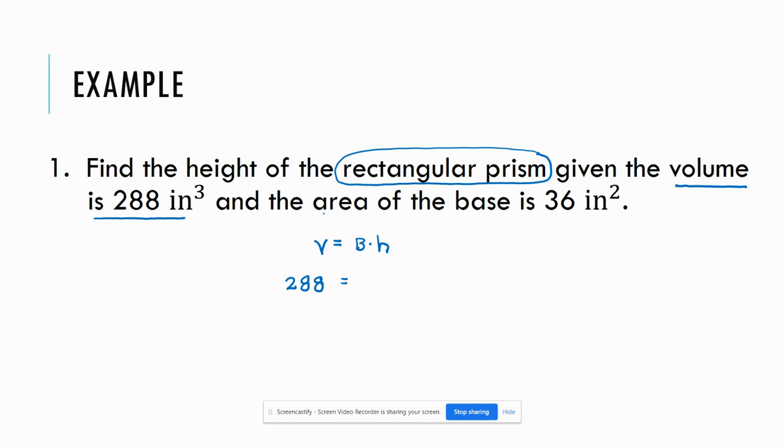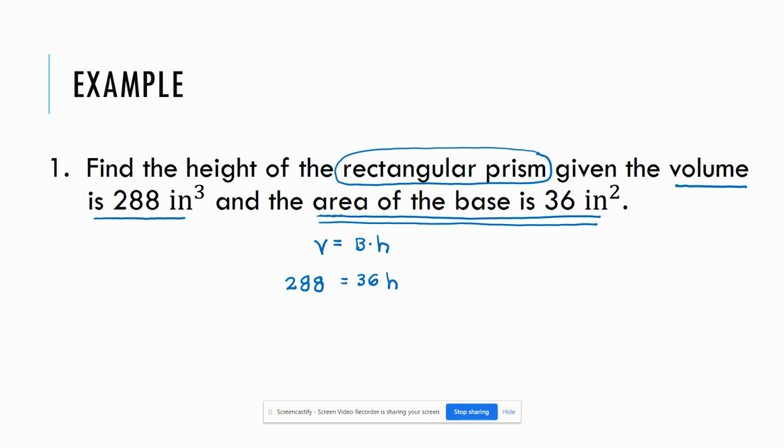Notice that the other piece of information that I have given us is this last part of the sentence right here, where it says that the area of the base is 36 inches squared. So that means that I get to plug that number 36 in for that B, which stands for area of the base. And like the problem asks, it wants the height. Well, so then that's why I don't know what H is. Our goal is now to solve for H.